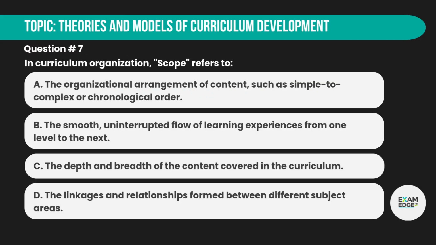Perennialism. Question number 7. In curriculum organization, scope refers to A. The organizational arrangement of content, such as simple to complex or chronological order. B. The smooth, uninterrupted flow of learning experiences from one level to the next. C. The depth and breadth of the content covered in the curriculum. D. The linkages and relationships formed between different subject areas.